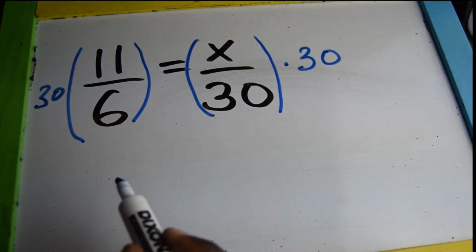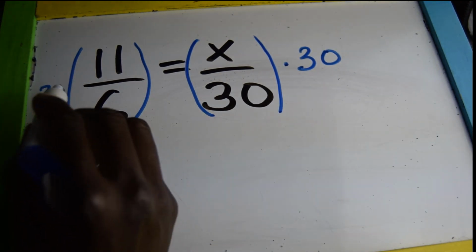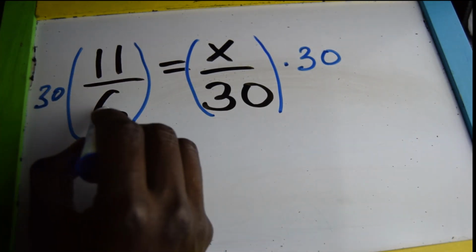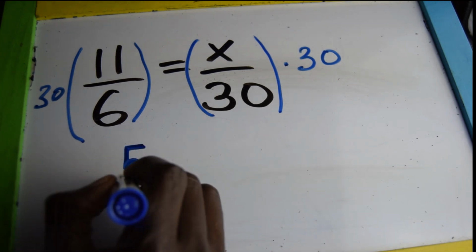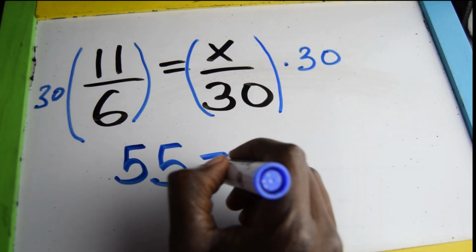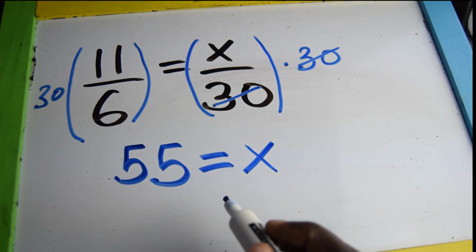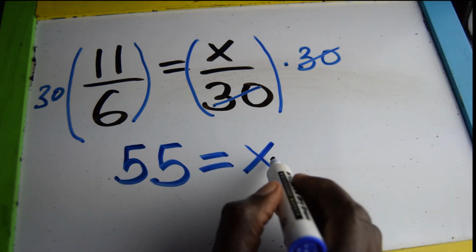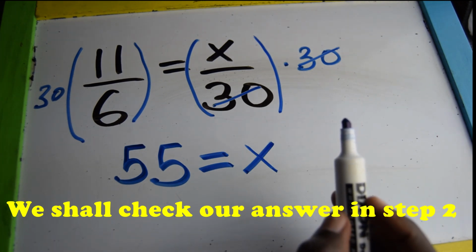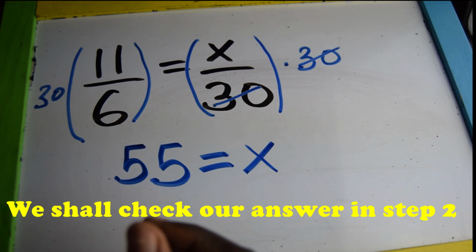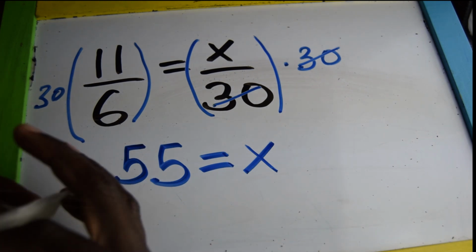If I multiply both sides by 30, please do it using your calculator. 11 over 6 times 30 is 5 times 11, and you get 55 on this side. And on this side, the 30 cancels and you have x. So x is equal to 55, and you've solved for x. Quite easily done.